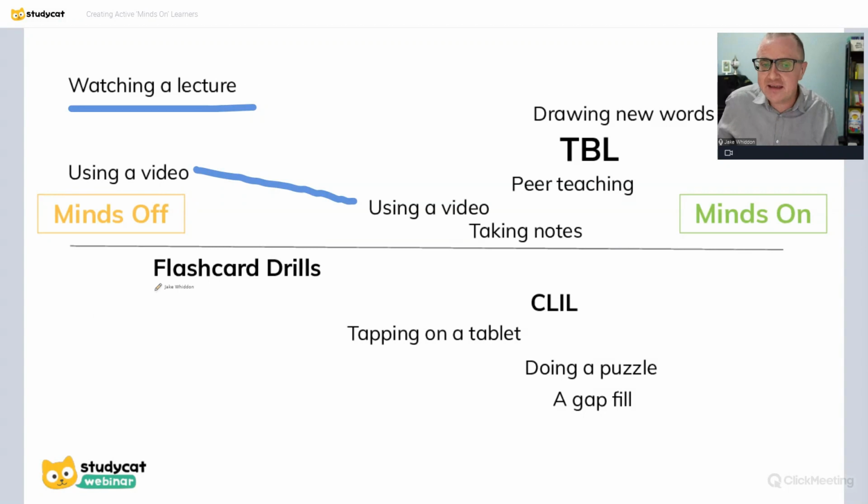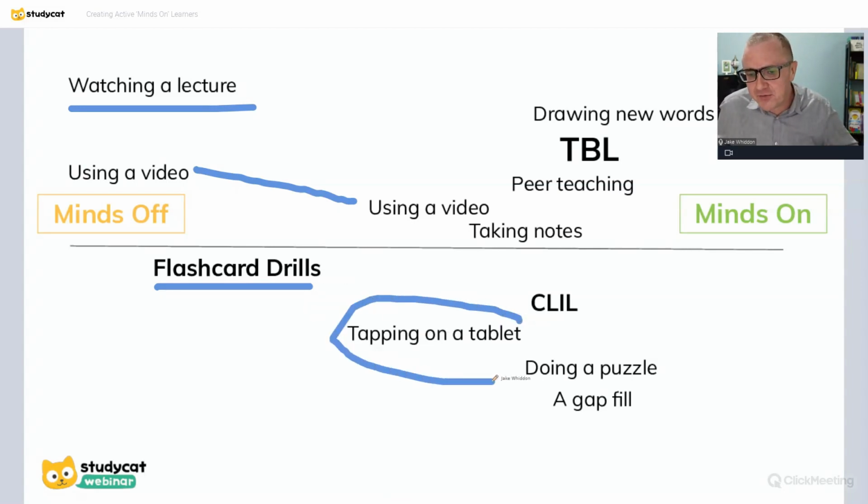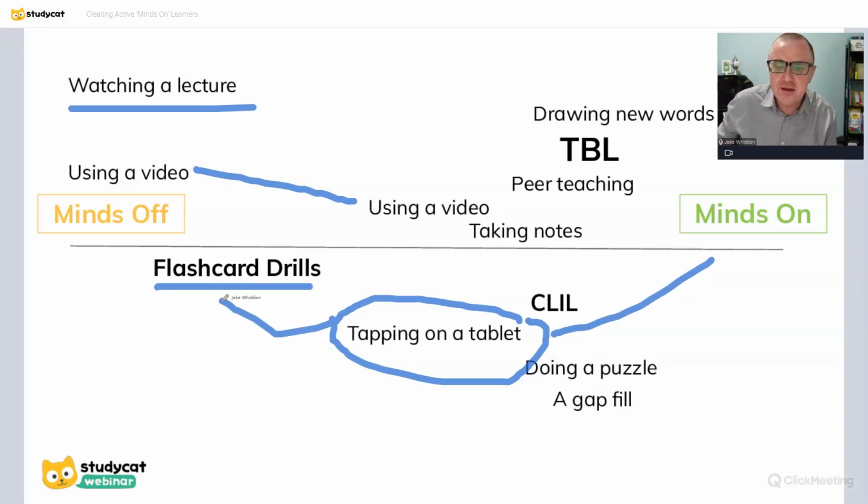I think kids in a classroom doing flashcard drills is not very minds-on. It's quite passive. Tapping on a tablet can be both. I think if you are just doing this, yellow, yellow, and just tapping on one word, like it's yellow, it's yellow, it's yellow, that's quite passive. That's not engaging your mind. But if you have to choose between 3 different things, which we'll show you, that might be more minds-on. So it could be both.